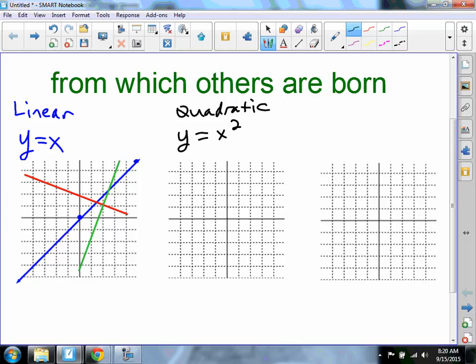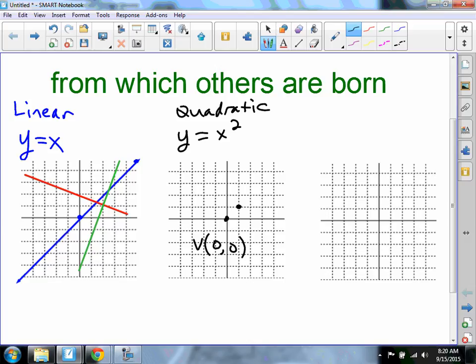So this graph goes through 0, 0. That point is actually called its vertex. So the vertex is at the point 0, 0. And if we pick an x value of 1 and we square 1, what's 1 squared? Isn't it still 1? Okay? So the graph is going to go through the point 1, 1.